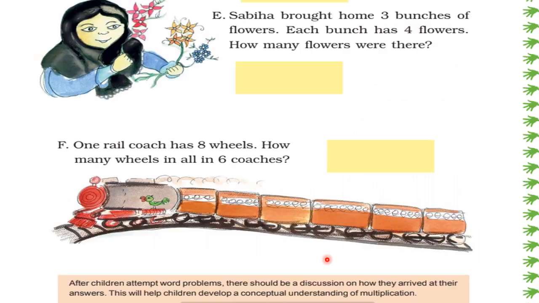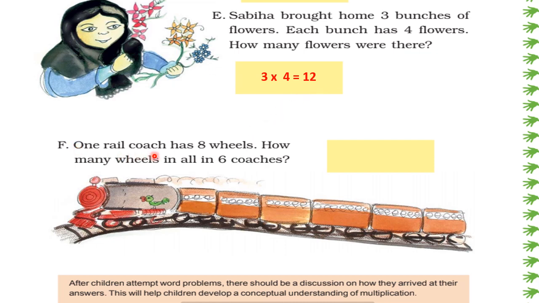Okay. Now next. Sabiha brought home 3 bunches of flowers. She bought 3 bunches of flowers and she took them home. Each bunch has 4 flowers. How many flowers were there? So that means 3 multiplied by 4 because every bunch is having how many flowers? 4 flowers. So 3 multiplied by 4 is equal to 12.